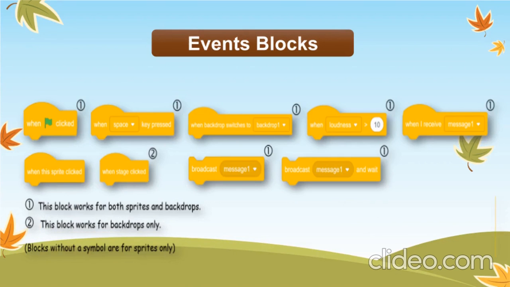Events blocks are used to control the triggering of the scripts for your sprites and backdrops. These blocks are yellow in color and consist of 6 hat blocks and 2 stack blocks. Remember that every script must start with an events block.